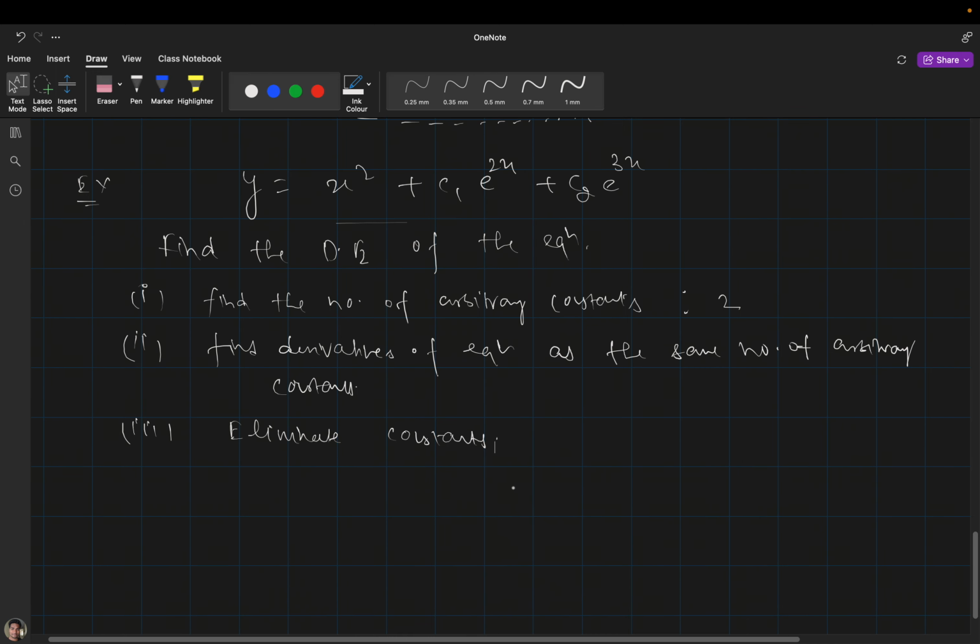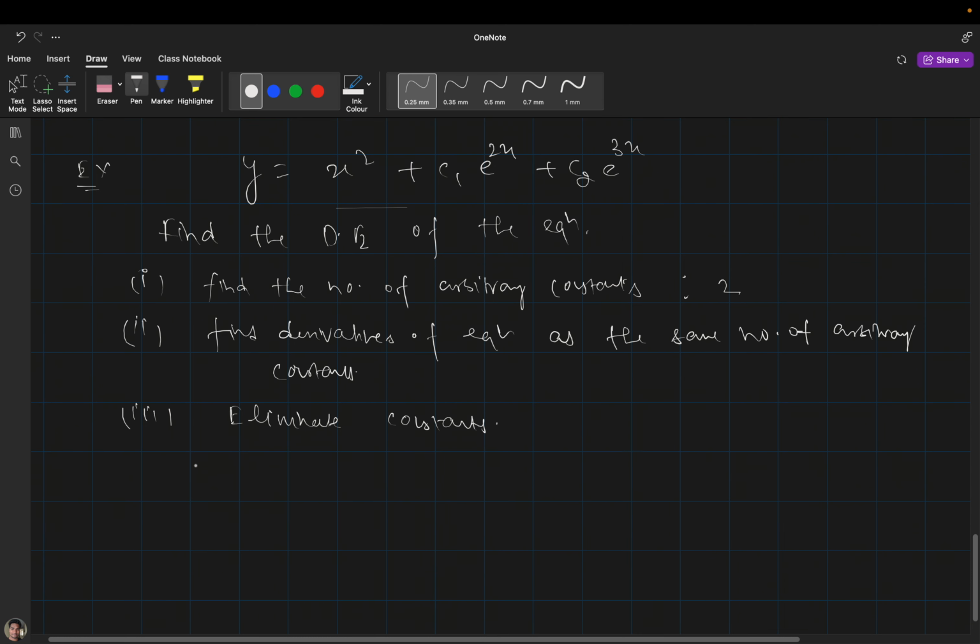Okay, so in this case you can see that there are two arbitrary constants, which are C1 and C2. Then the first step is done. Now the second step is you have to find the derivative. You have to find the derivative two times, because the arbitrary constants are 2, which means you have to find the first derivative and the second derivative of the equation. Then you have to eliminate these constants.